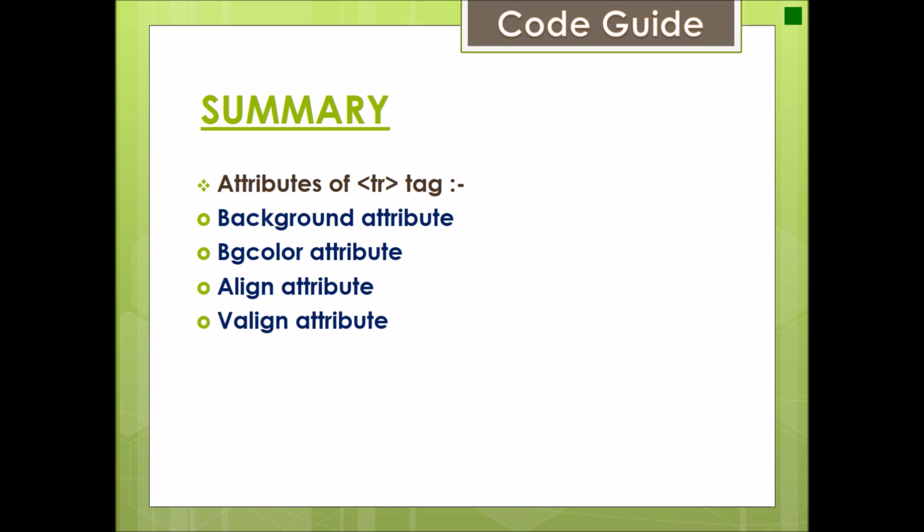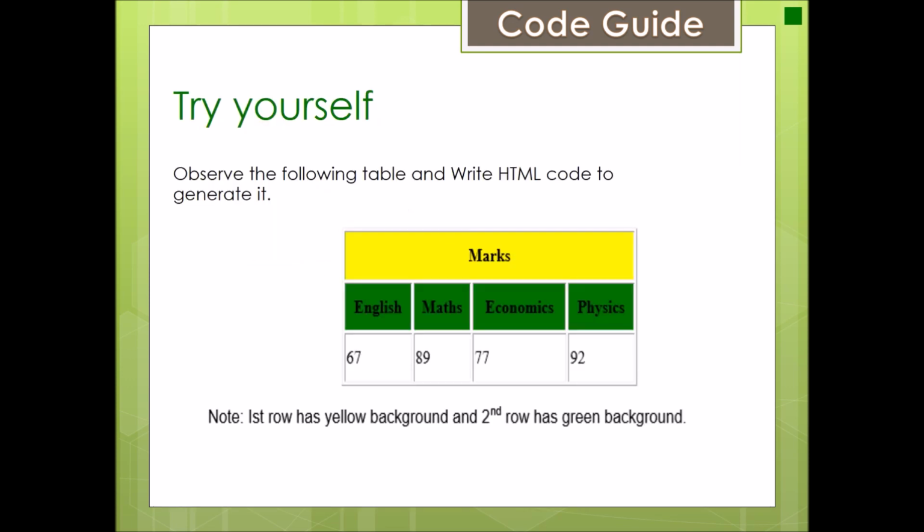These are the attributes of the table row. Background for image, bgcolor for background color, align making the text align horizontally, v-align making the text align vertically. Students, we have discussed the table tag and its attributes with TH, TR and TD.